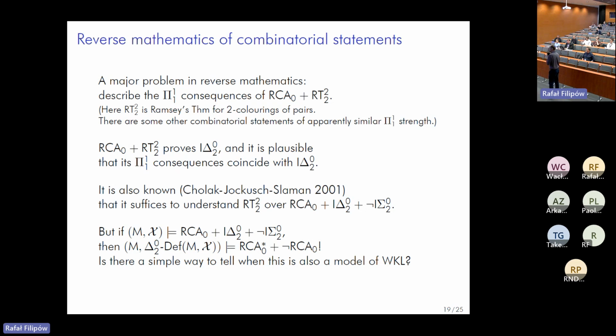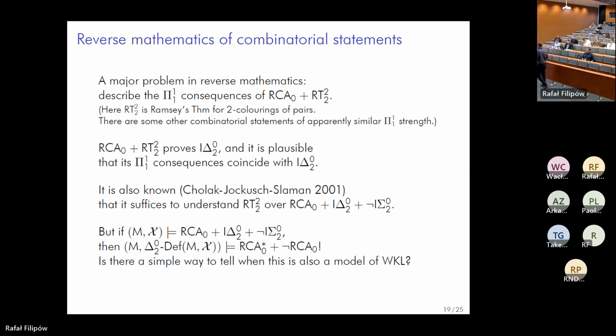It's also known, due to an important paper by Cholak, Jockusch, and Slaman at the turn of the century, that to understand what these pi1 1 consequences are, the only case that you have to care about is understanding what Ramsey's theorem does in models that don't satisfy sigma-2 induction. So the only case that you have to understand is models of RC 0. We're back over RC 0. The star is gone. Do notice that. That have delta 2 induction but don't have sigma-2 induction.